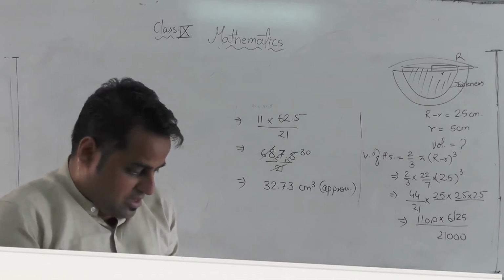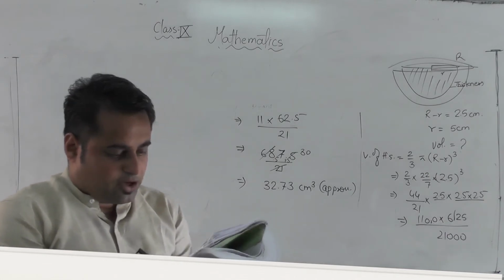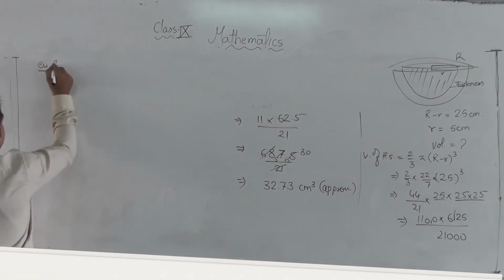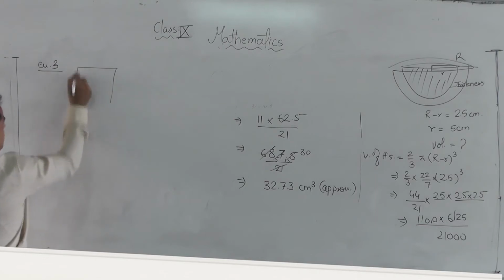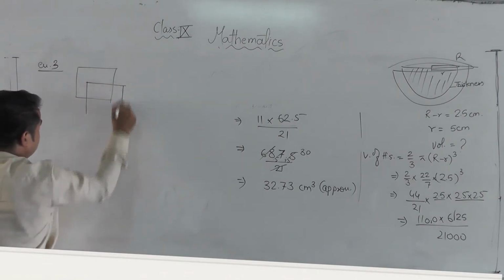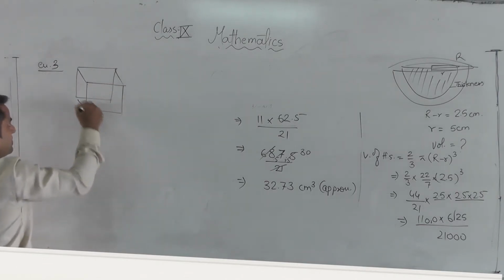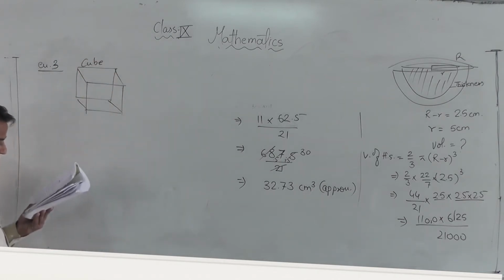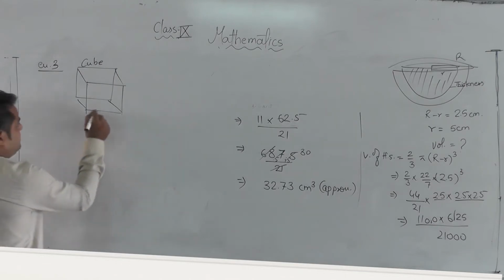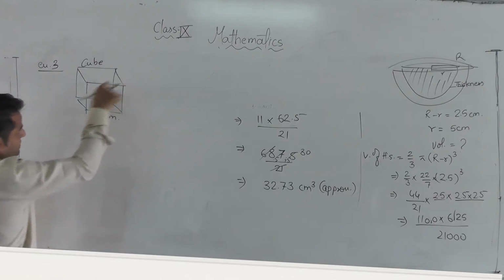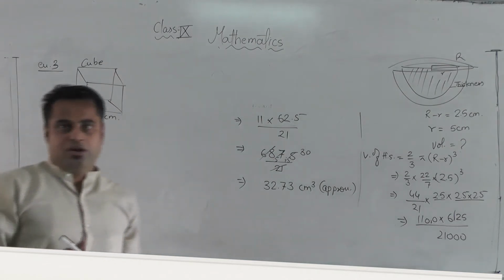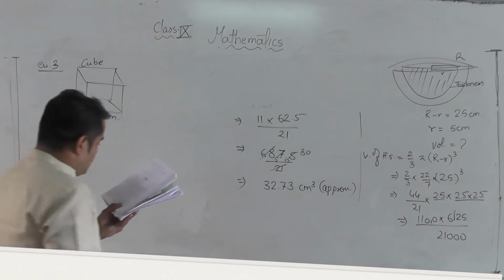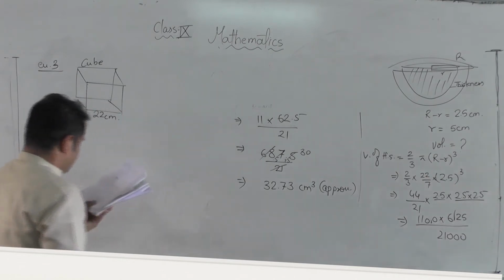Hemisphere. How many bullets can be made out of a cube of lead? See now, there is a cube of lead, like a cube which is made up of a metal, which edge measures 22 centimeter each. So 22 centimeter each, because we already know that in a cube all sides are equal.